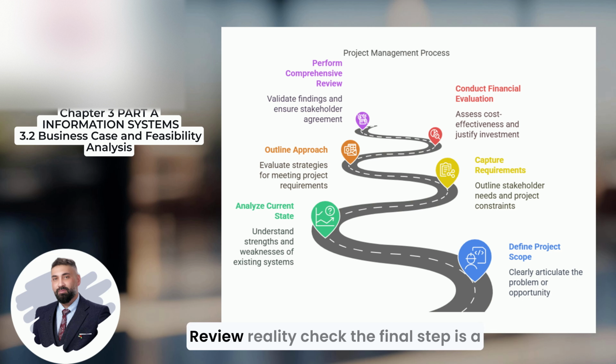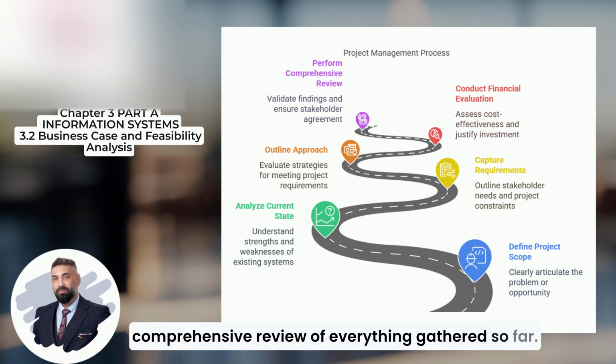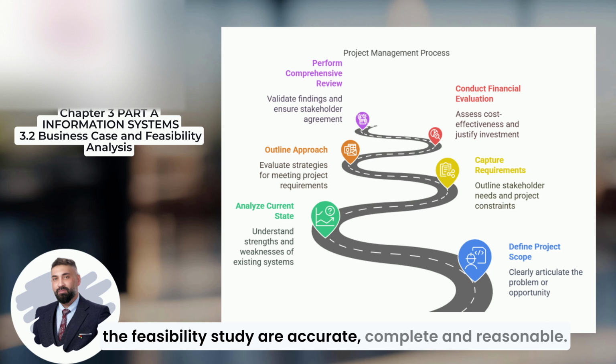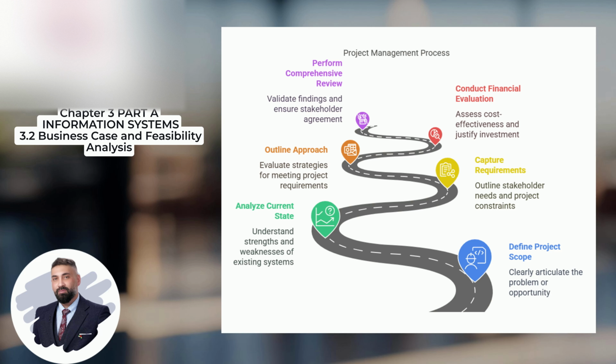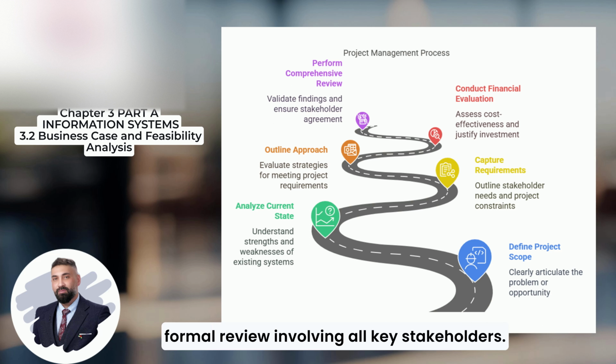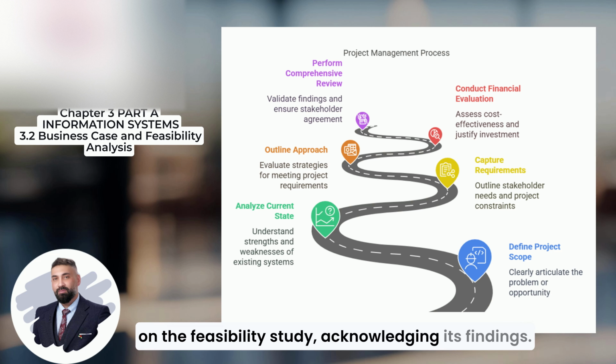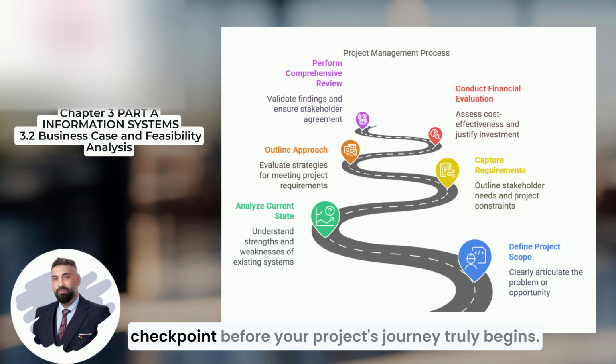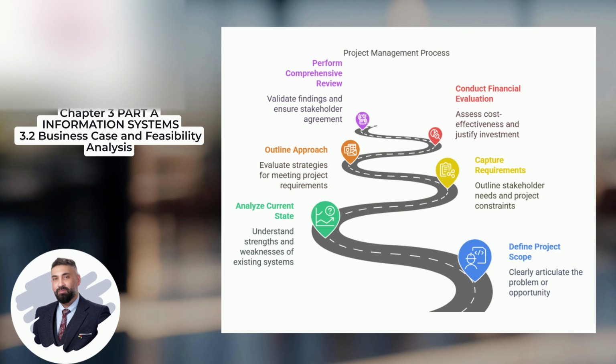6. Review, reality check. The final step is a comprehensive review of everything gathered so far. It's a chance to validate that all elements of the feasibility study are accurate, complete, and reasonable. This isn't an informal check, it's a formal review involving all key stakeholders. If the project moves forward, everyone signs off on the feasibility study, acknowledging its findings. If rejected, the reasons for denial are documented so future projects can learn from the missteps. Think of this stage as the final checkpoint before your project's journey truly begins.